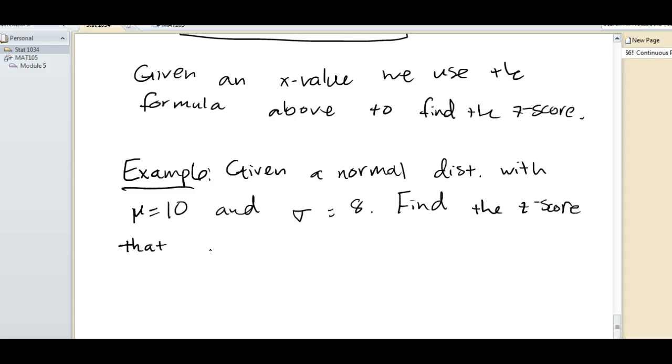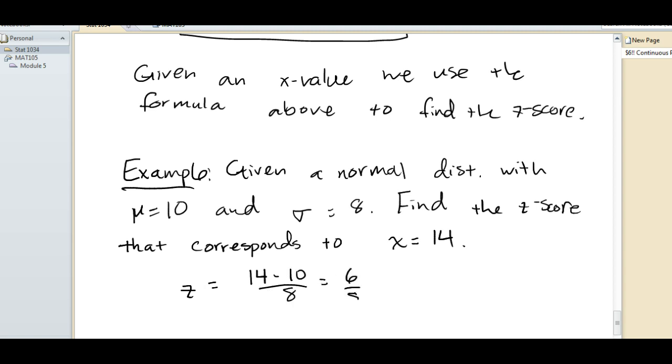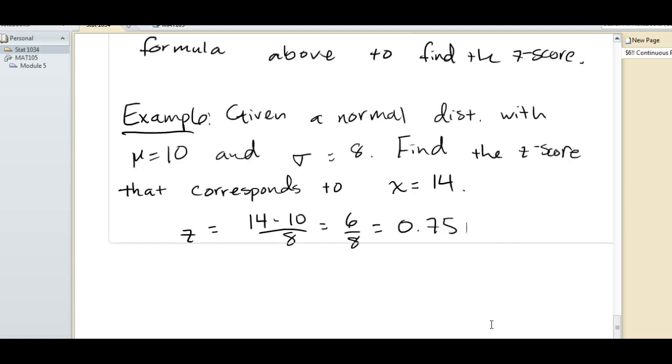that corresponds to x equals 14. Really easy, we just do z equals 14 minus 10 over 8. So we just end up with 6 over 8, or 0.75. So there will be ones just like that on the homework. Not too much to think about. Okay, so that's really it for 6.1 and 6.2.